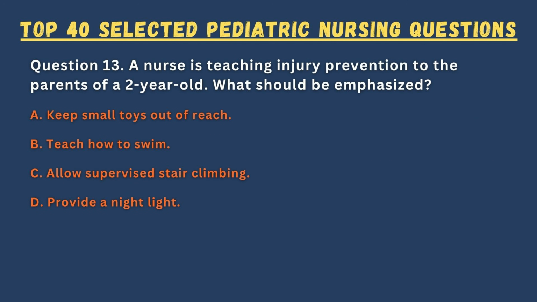Question 13. A nurse is teaching injury prevention to the parents of a 2-year-old. What should be emphasized? A. Keep small toys out of reach. B. Teach how to swim. C. Allow supervised stair climbing. D. Provide a nightlight.